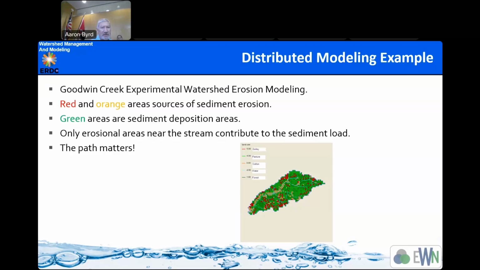So only erosional areas near the stream contribute to the sediment load. And so, the path matters. If you were just to look at the percentages of erodible area and try to simulate the sediment in the stream, you would fail, because areas up here, this eroded sediment is going to get caught in these green areas. It's never going to make it to the stream, whereas these are going to get into the stream. They're just going to get dumped right in there. So in this case, we really need to pinpoint the areas, and we need to pinpoint the path, because sediment deposits along a path.